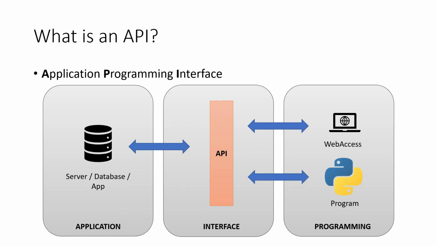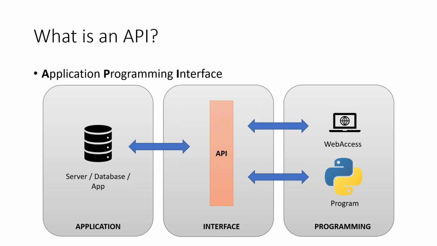Okay, let's get started. So what is an API? It stands for application programming interface and has been around for decades, I believe, but at least to me, it seems that in the last few years it has very much increased in popularity. It's basically a way for different software or different programs to interact with each other in an automated way.